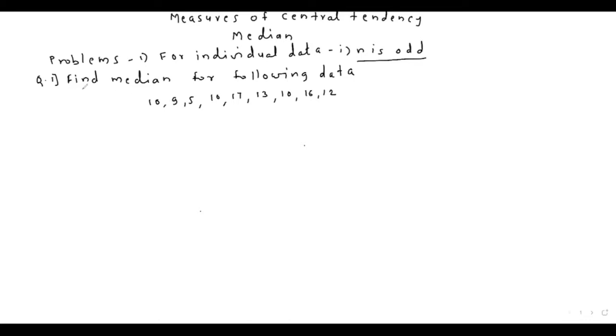So we have the problem: find median for following data. And this is my data set which contains 9 items. Here n is 9 and 9 is odd number. We know the definition of median is the middlemost item when the data is arranged in ascending or descending order of magnitude. So let me arrange this data in ascending order first.